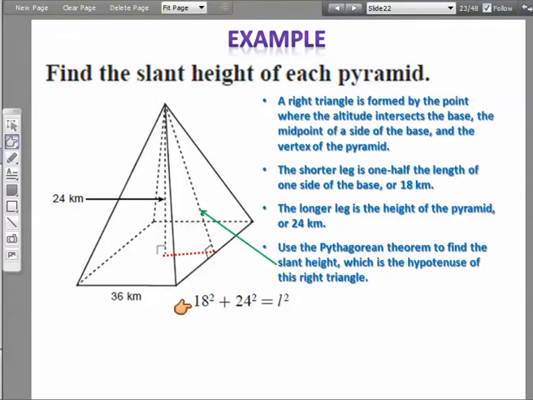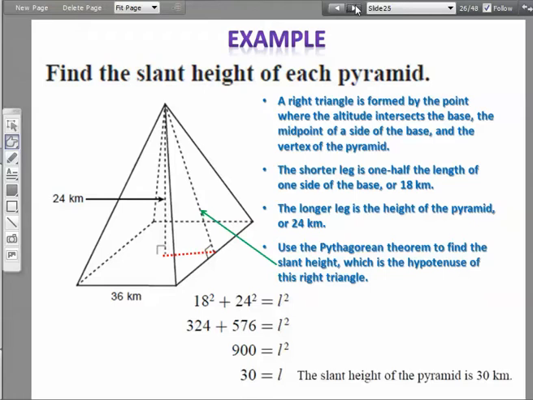And I've started it out here. You've got 18 squared plus 24 squared is going to equal L squared, the slant height. And you calculate those, 18 squared, 24 squared, add them together, you get 900, get the square root of that, and you find out your slant height is 30 kilometers.